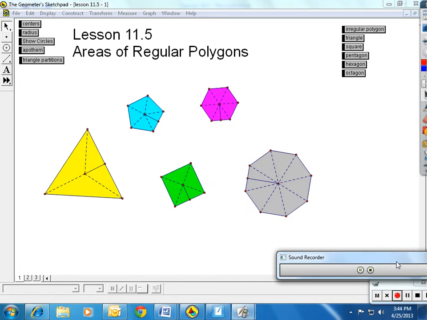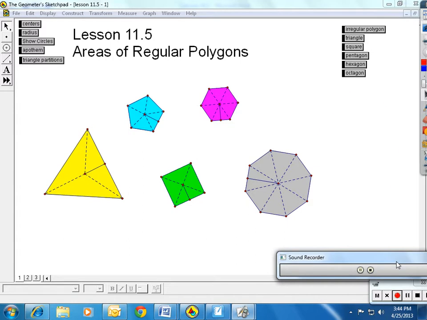Okay, good evening. Lesson 11.5, areas of regular polygons. So we're going to go away a little bit from the quadrilaterals to include some other important shapes. Again, sticking to those shapes that are very well defined. Whenever we come up with a formula for a figure, the simpler the figure, the easier that formula is to find.